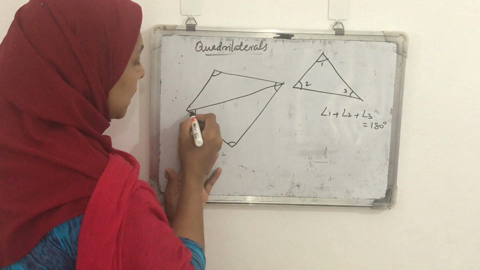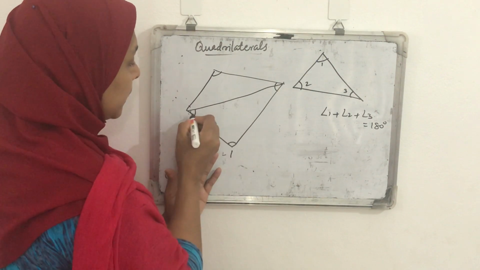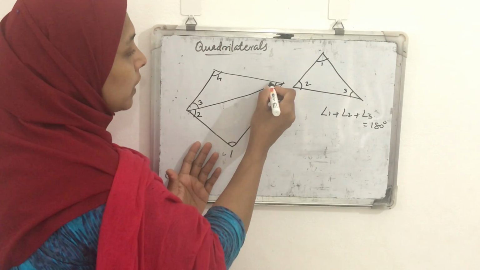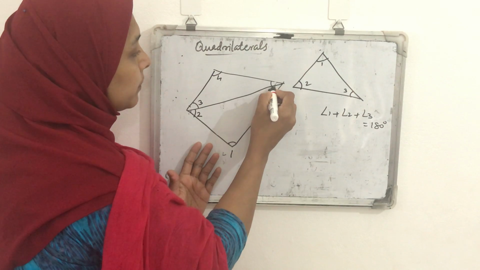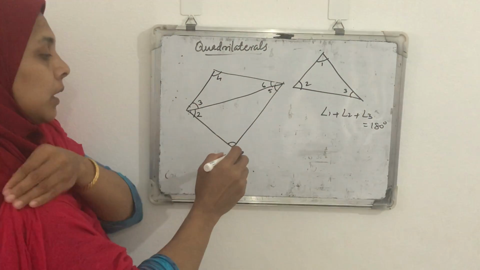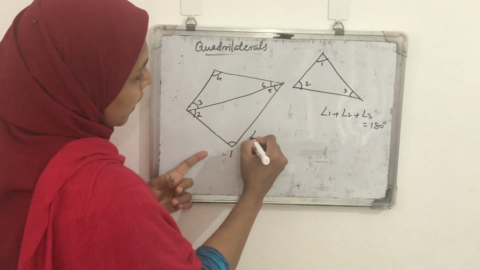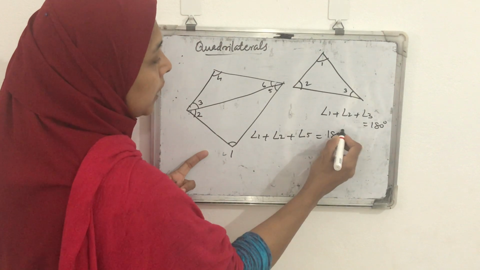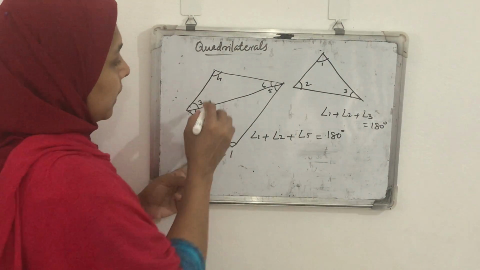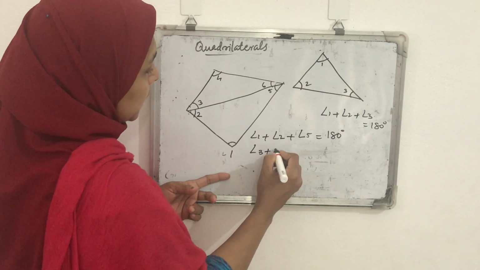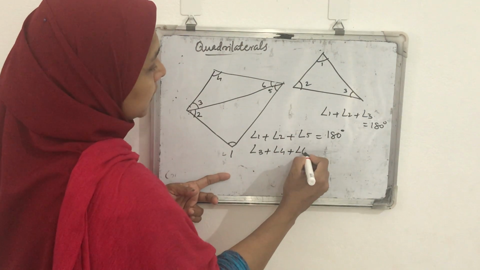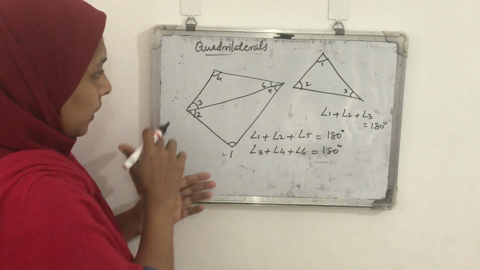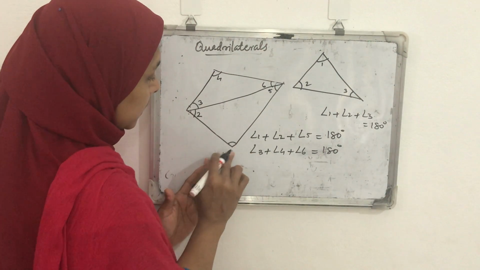These 3 angles, I name them: this is angle 1, this angle 2, this angle 3. This is 4, this 5, this angle is 6. Okay, so what will be the angle sum of angle 1 plus angle 2 plus angle 5? That we know will be 180 degrees because it is a triangle. Just like that, the sum of angle 3 plus angle 4 plus angle 6 also will be 180 degrees.